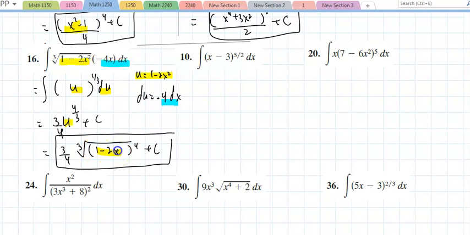U was 1 minus 2x squared. And if you have time, take a derivative of this, you will get that. That's always the case. Again, sometimes you're off by a constant, and that's coming up.